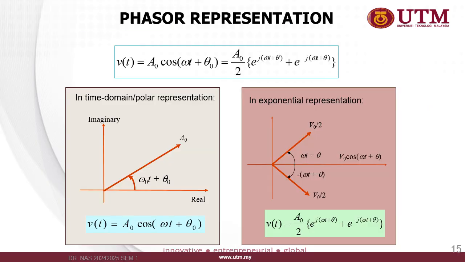Okay, same goes to phasor representation. If you have a trigonometric form, the phasor diagram will be only single-sided, only one side. But for exponential form, you have double-sided, one on top and one at the bottom. At positive frequency, you have positive theta, so that's why it's pointing anti-clockwise. But for negative frequency, it's pointing downward, because you have negative phase shift.